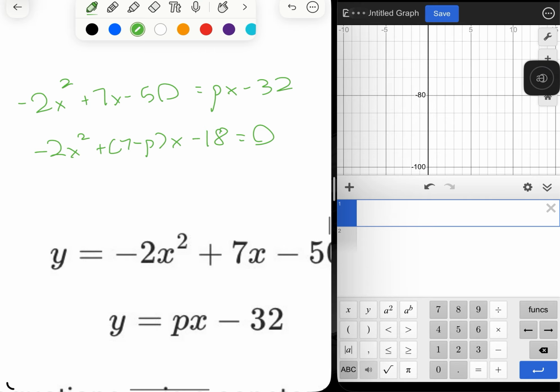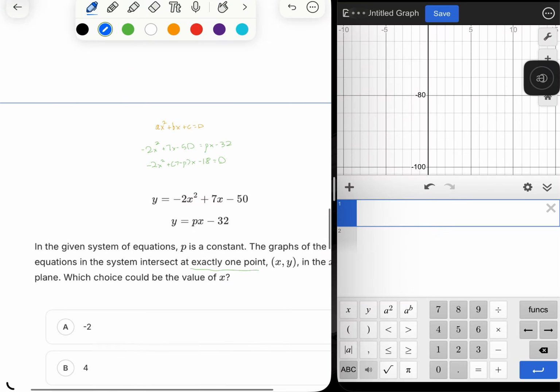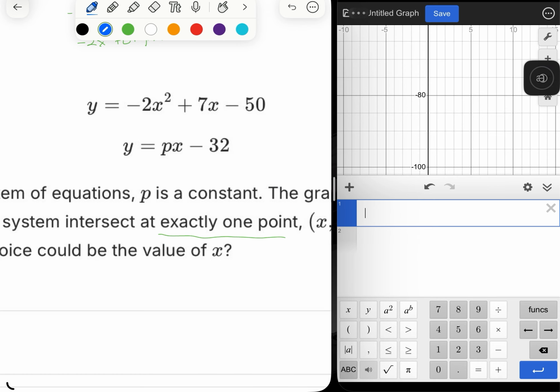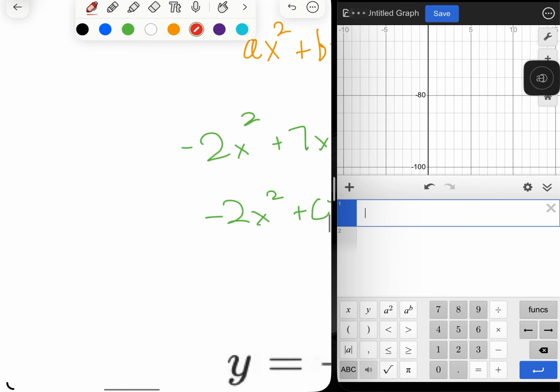Okay, and now you'll notice that this is in the form of a quadratic equation, where we have ax squared plus bx plus c equals 0. Now, why is this important? Well, because we're told that there's only one intersection. Think about, when does a quadratic only have one solution? The answer is when the discriminant is equal to 0. So you set the discriminant equal to 0.